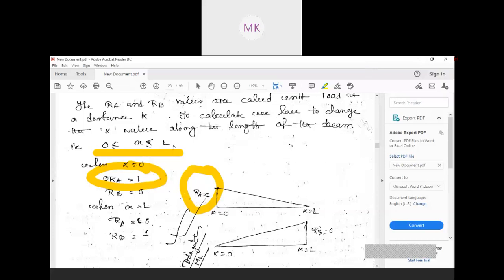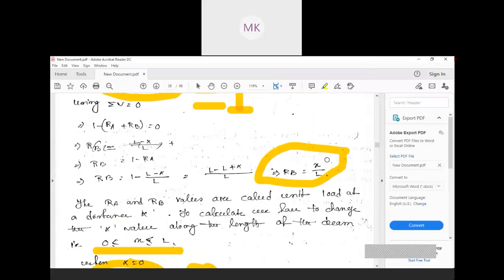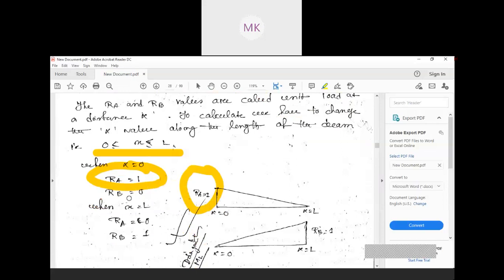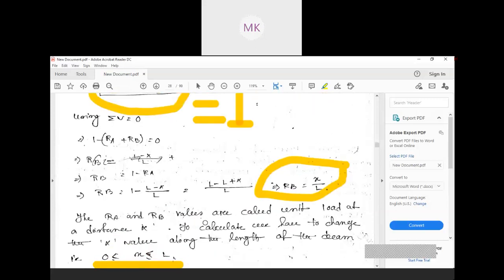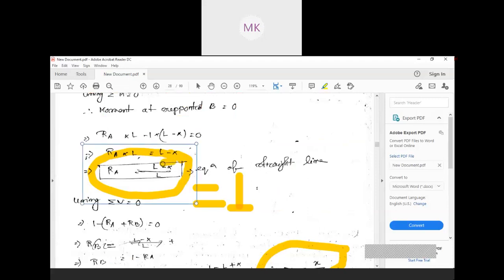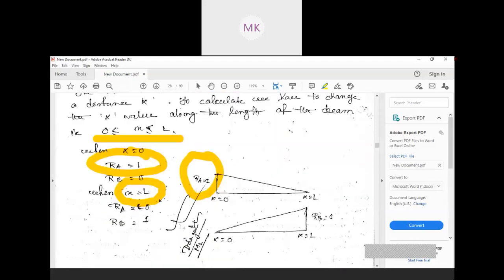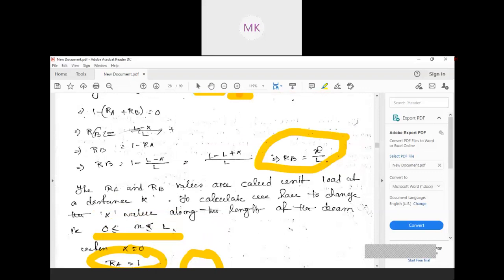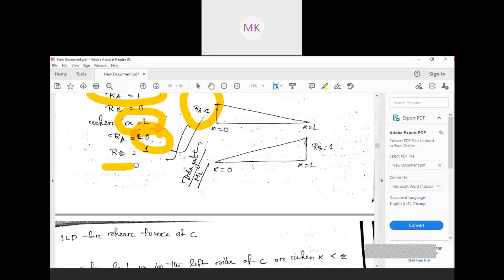Again we need to find RB. In this equation, if we put x as 0, then 0 divided by something comes out to be 0. Similarly, if we put x equal to L, then L minus L is 0, and 0 by something gives 0 for RA. For RB, when x equals L, L by L is 1.